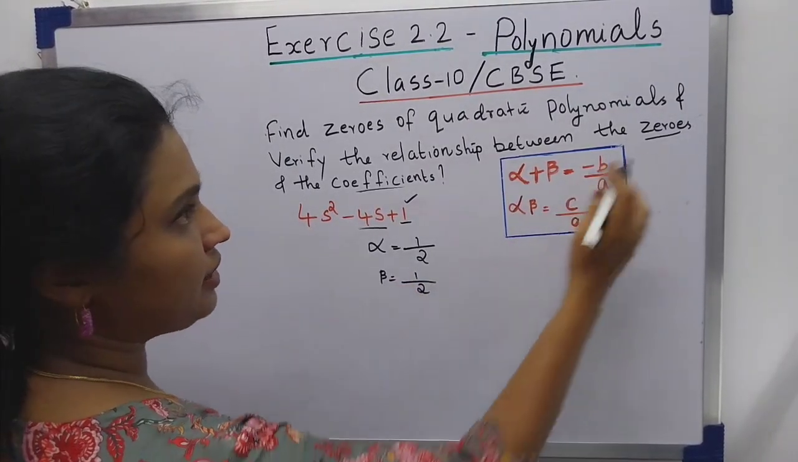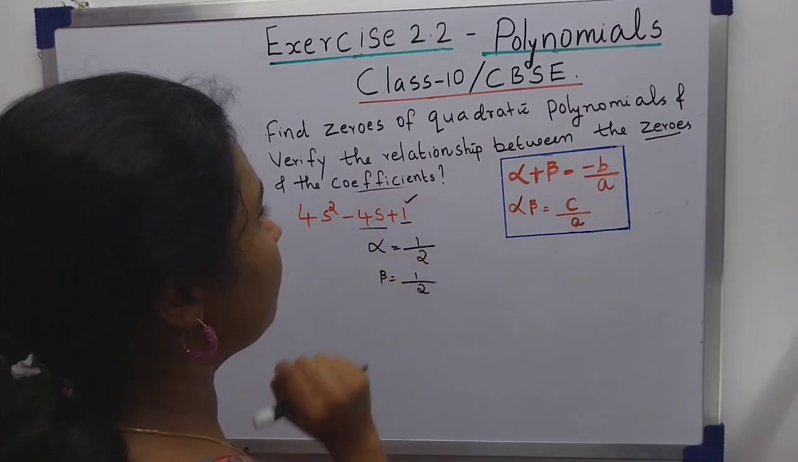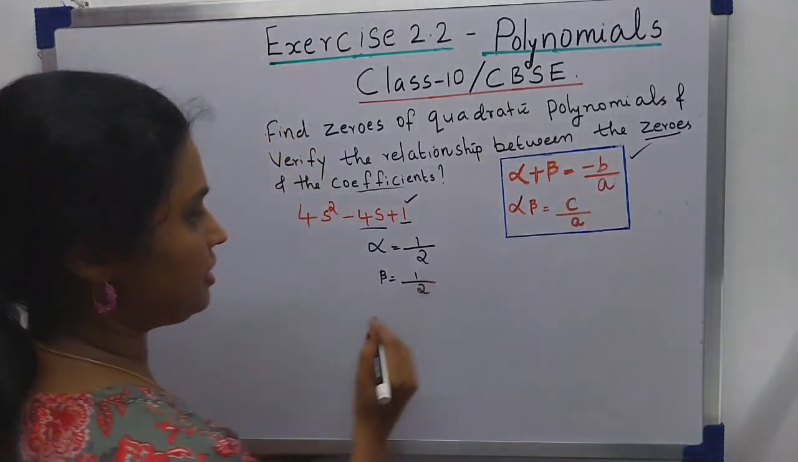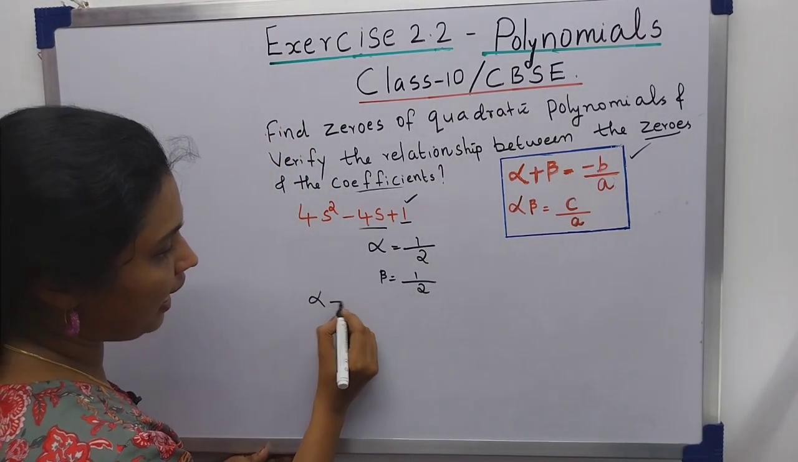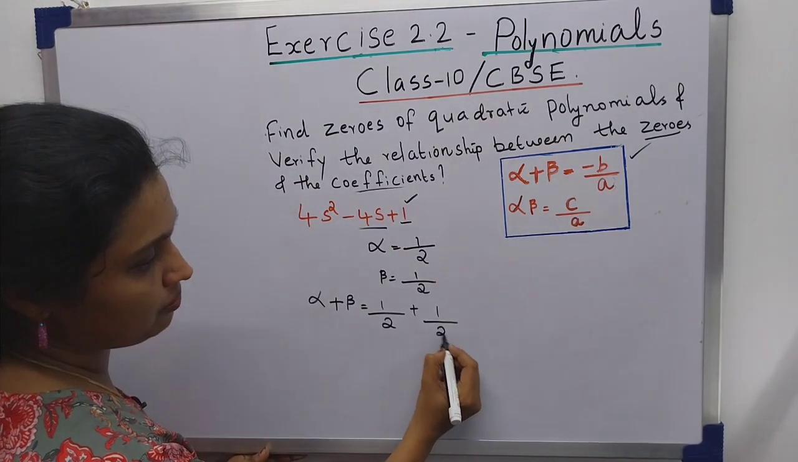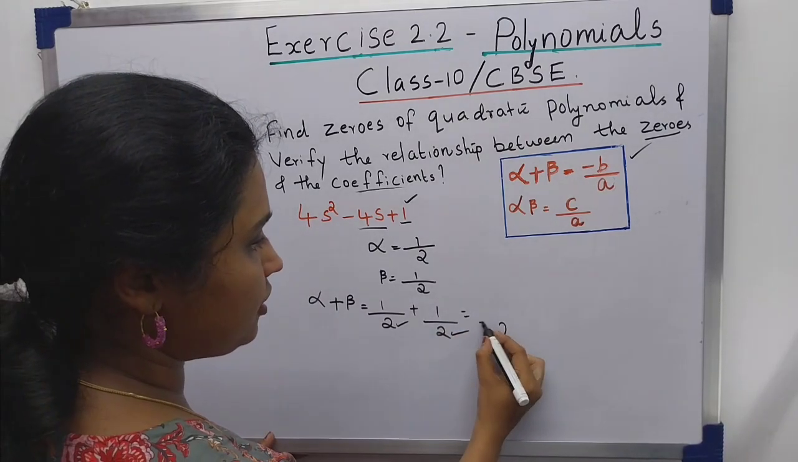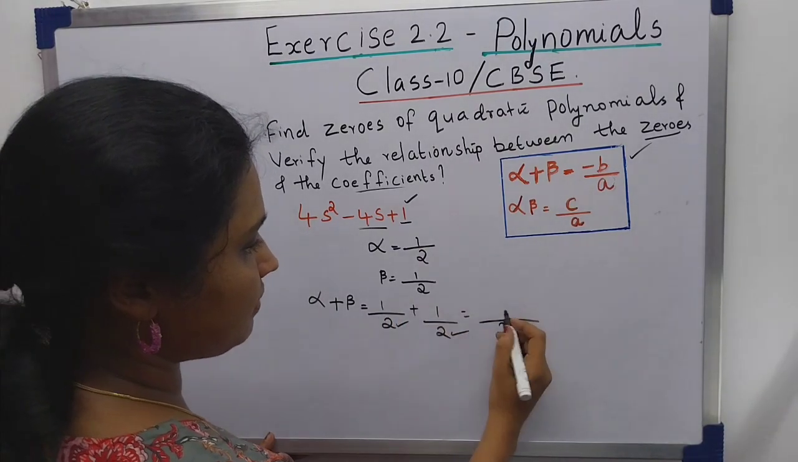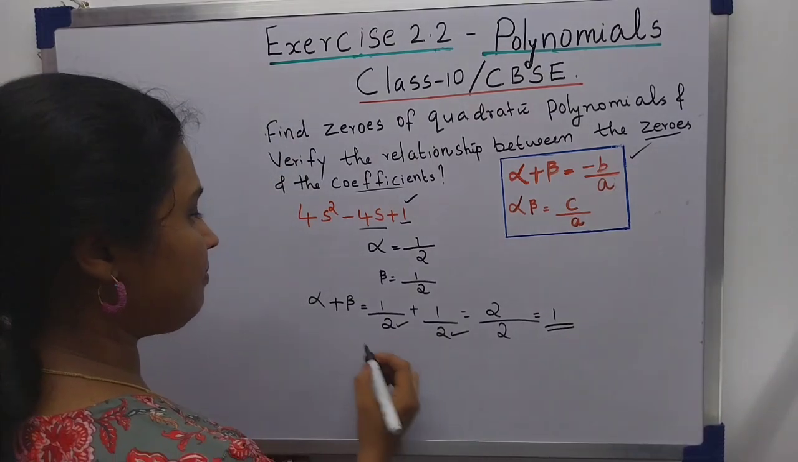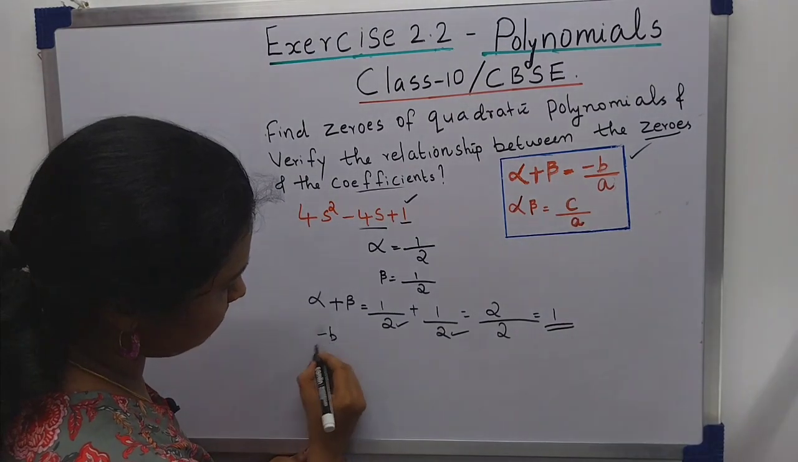Alpha and beta are the zeroes. To find the relationship between the zeroes and coefficients, we need to verify this relationship. So first, what is alpha plus beta? Alpha plus beta is 1 by 2 plus 1 by 2. Here the denominators are the same, so just write the denominator here. What is 1 plus 1? 1 plus 1 is 2. 2 by 2 is 1. So alpha plus beta is equivalent to 1, which should equal minus b by a.